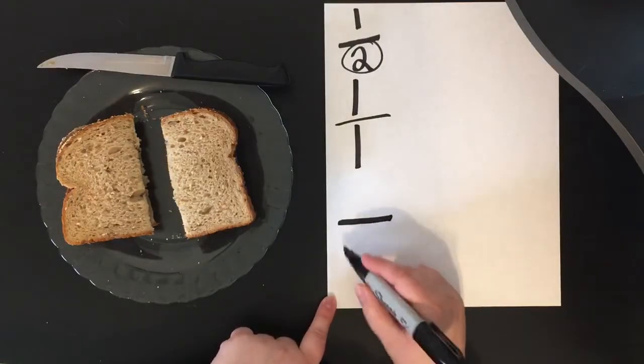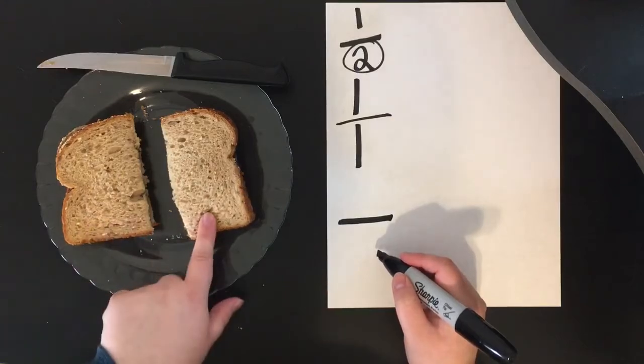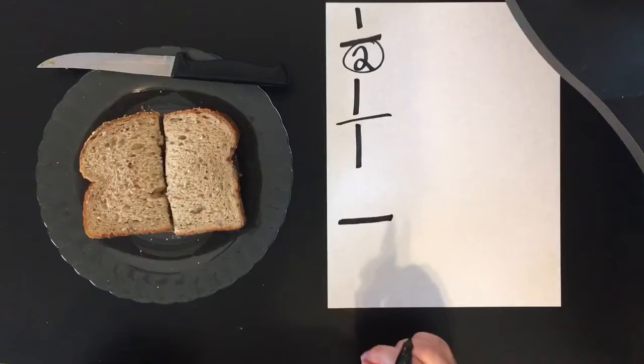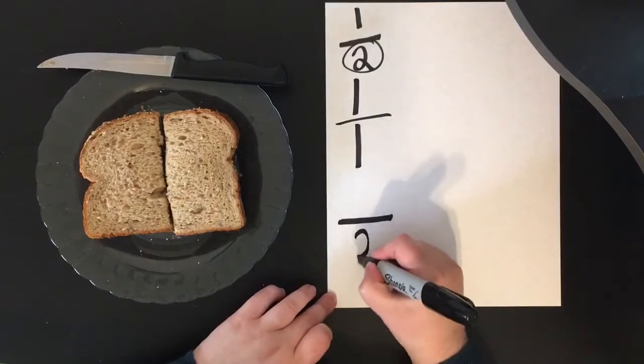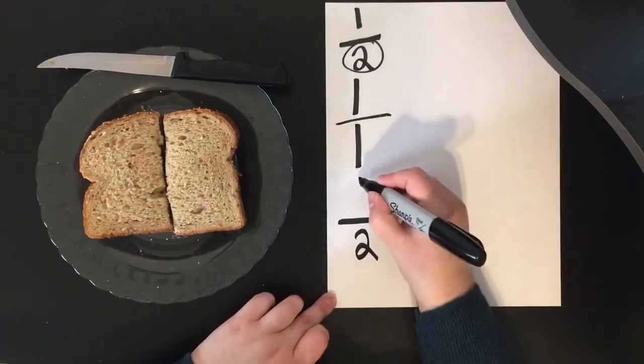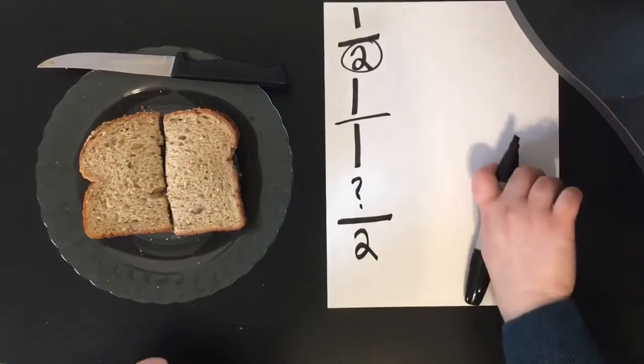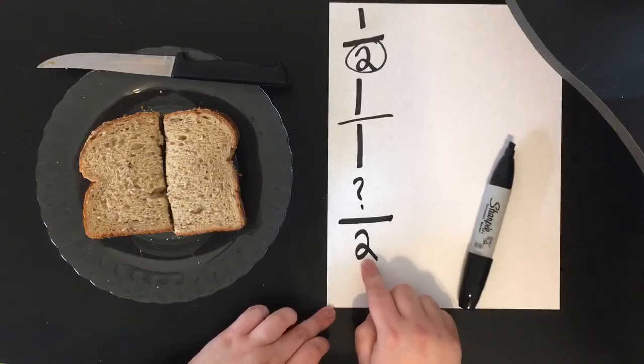What would we write here? How many pieces there are in the whole. So there's 1, 2 pieces. If you put it back together, that's a whole sandwich. So that would be 2 pieces. Now we'll just put a question mark here because we're not talking about numerators right now. But here, it's 2 pieces.